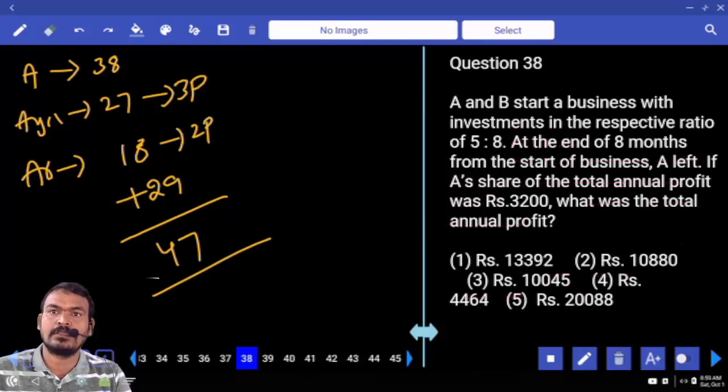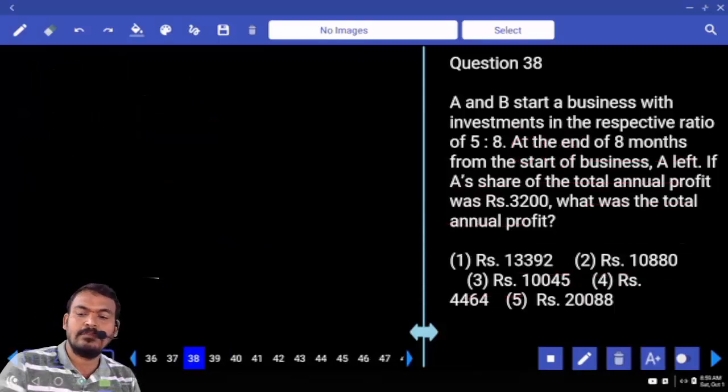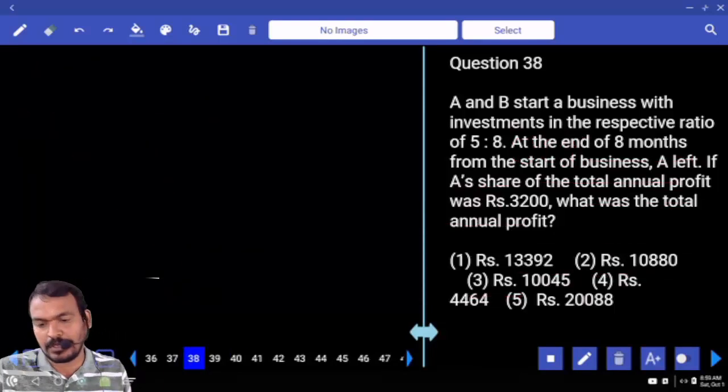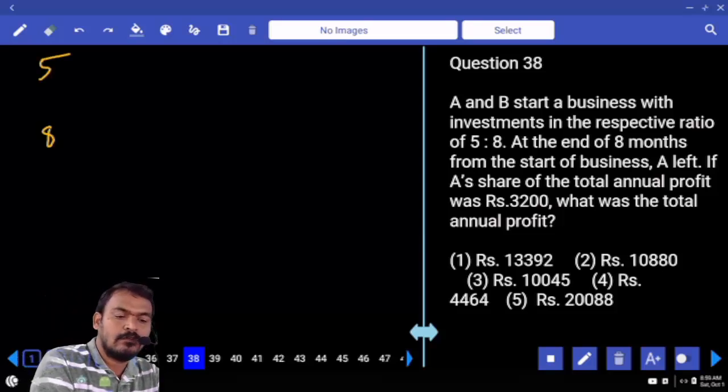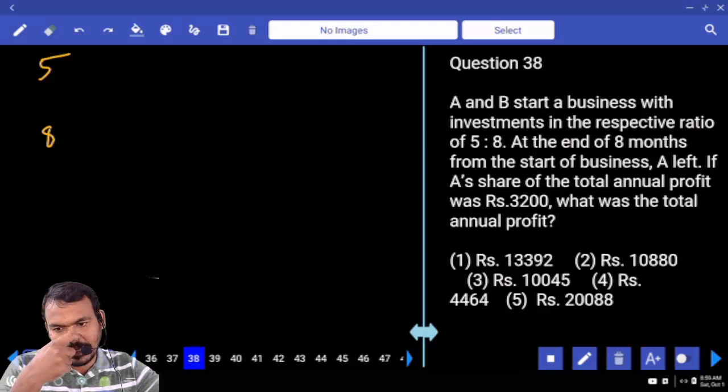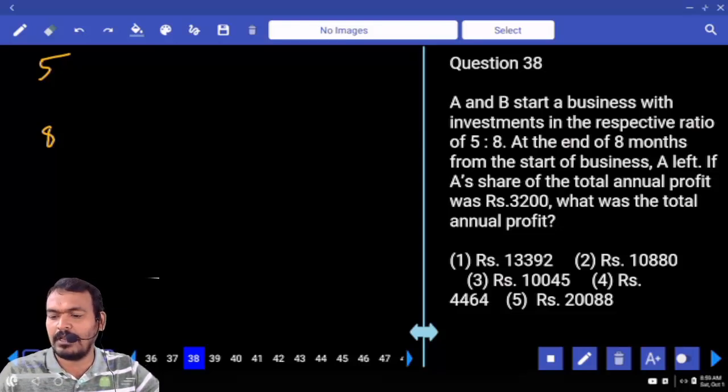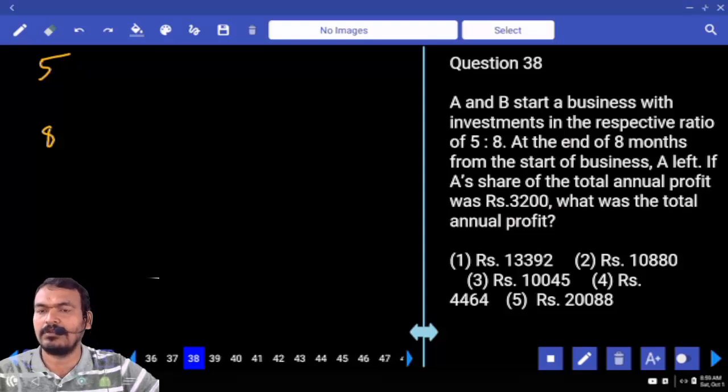Next question number 38. A and B started a business with investments in the ratio of 5:8. What is the investment ratio? 5:8. At the end of 8 months from the start of the business, A left. If A shared, the total annual profit was 3,200.